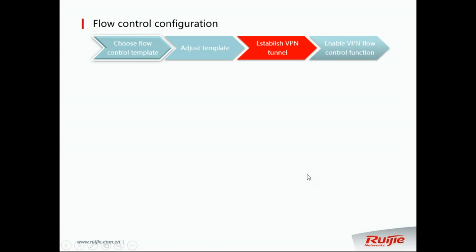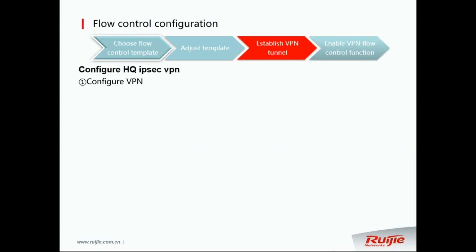Okay, so after you finish the flow control template and adjust it, you go to establish the VPN tunnel. For the VPN tunnel, we have two parts, headquarters and branch. Before you do it, I just tell you that for the IPsec VPN tunnel in our product, we always use the branch to connect to the headquarters. So it means that the headquarters doesn't need to know the branch's public IP address, because it's always the branch that connects to the headquarters.